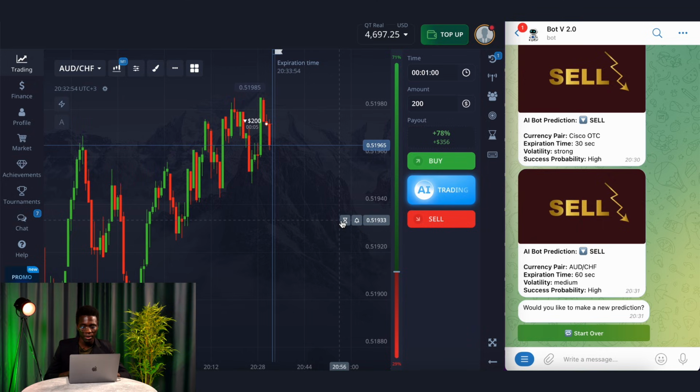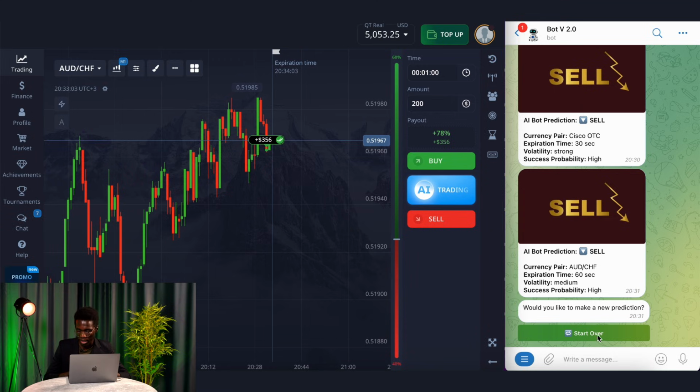6 seconds left on the timer. 4 seconds, 3 seconds, 2 seconds, 1, and here we go. Nice and smooth. First trade is secured. Our first classic pair is secure.